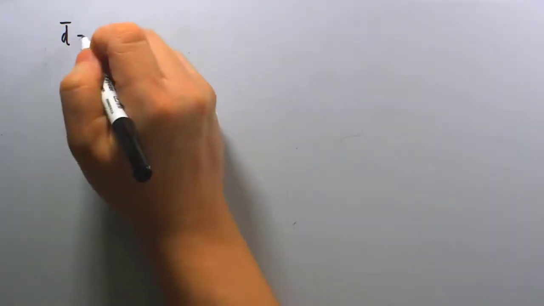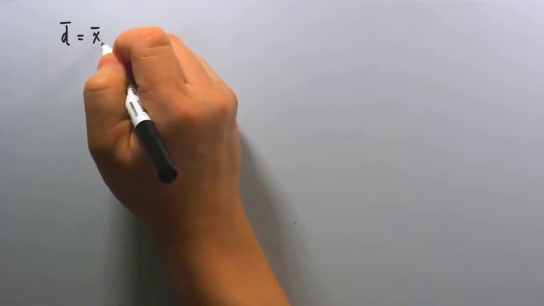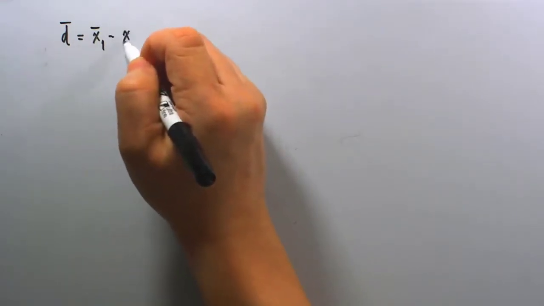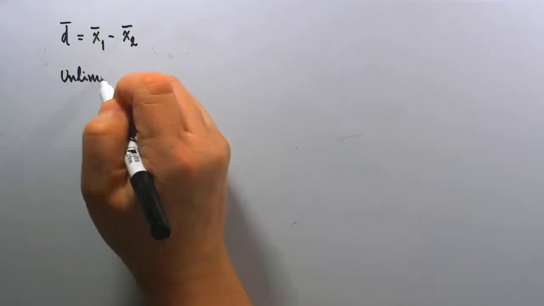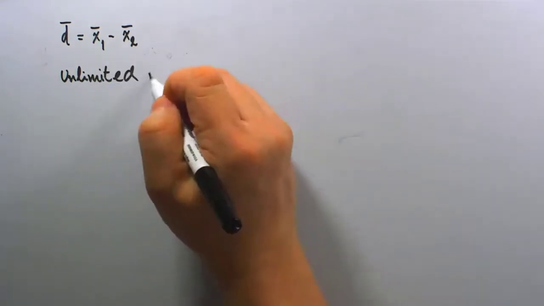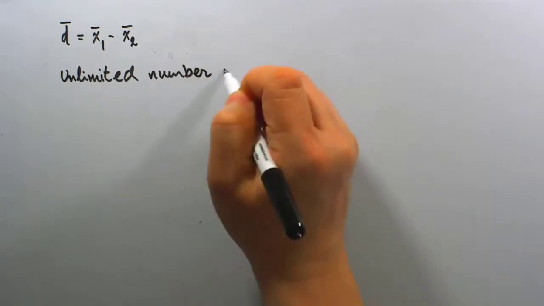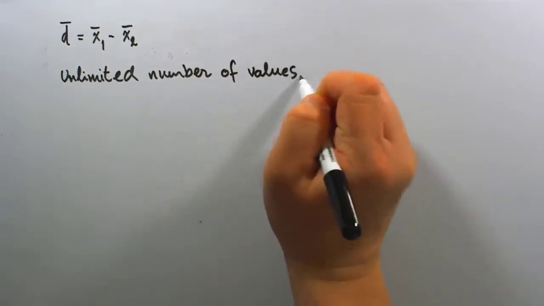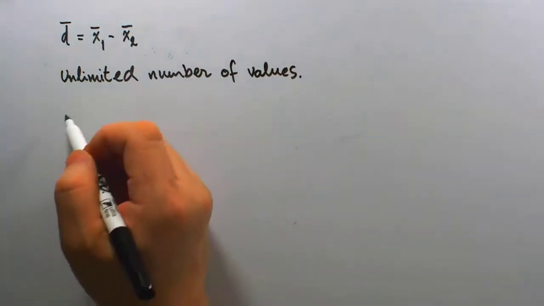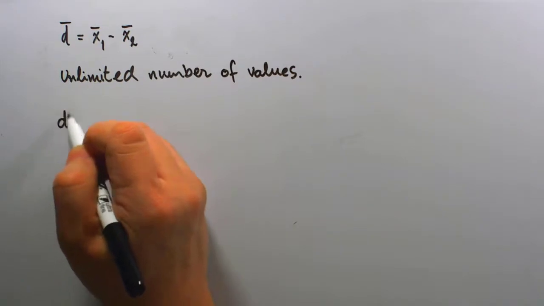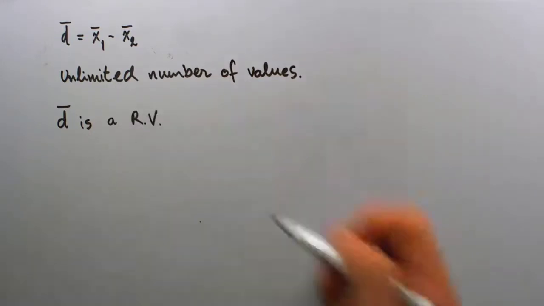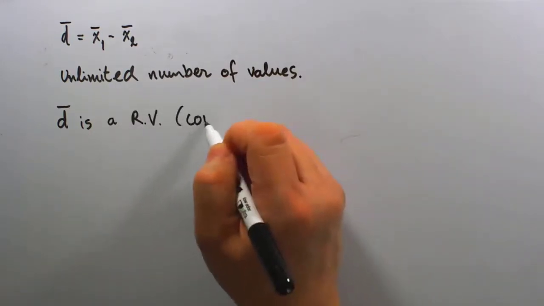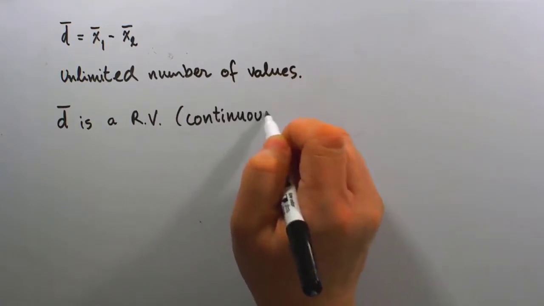And so now, upon realizing that our d bar, being the difference between a sample mean value from population 1 and a sample mean value from population 2, has an unlimited number of values as we have already understood, then we can clearly agree that d bar is a random variable, and as a matter of fact, a continuous random variable.